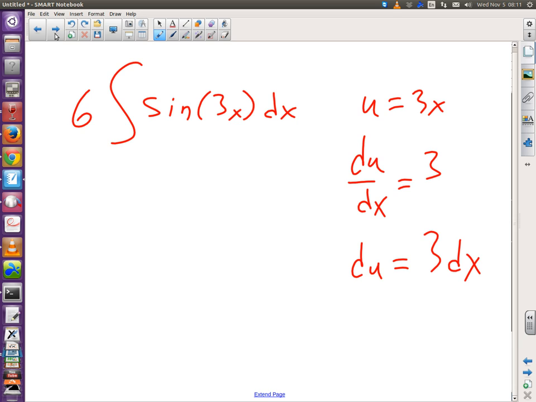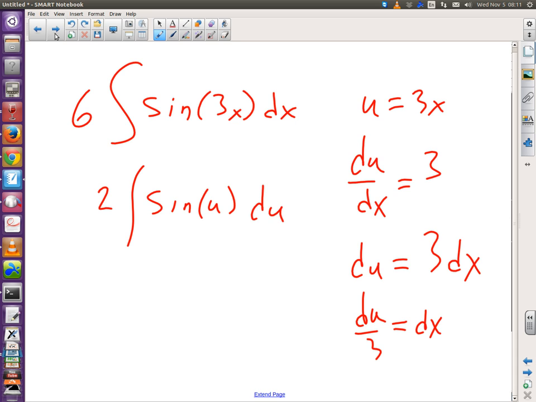Okay. So why is this called U substitution? Because wherever you see an x, you want to end up with a U. 3x is what? Is U. Okay, sine of U. Dx is what? Well, this says du dx. No, I don't want that. This says du. I don't want that. How do I get dx alone? Divide by 3. So replace dx with du over 3. And now do it.